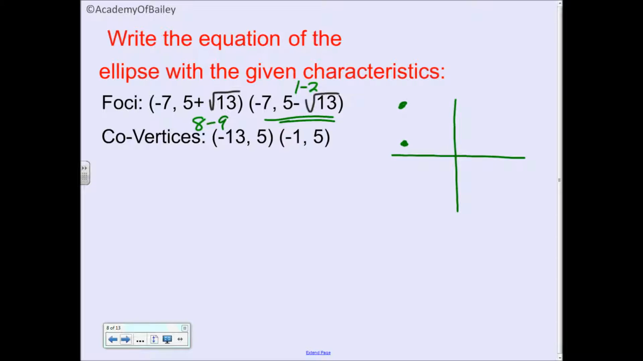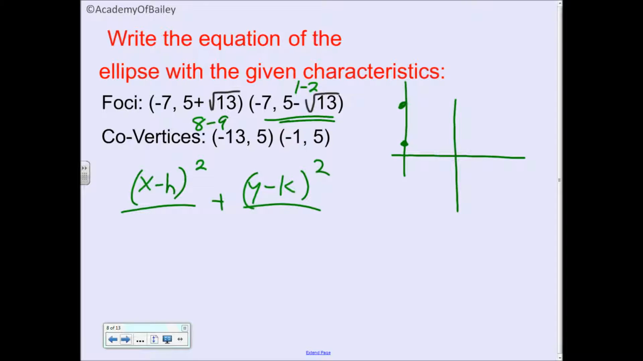And remember, the foci lie on the major axis, and so it must be a vertical major axis, which is kind of a big deal because when we have our formula here, since it has a vertical major axis, a squared goes underneath y minus k.